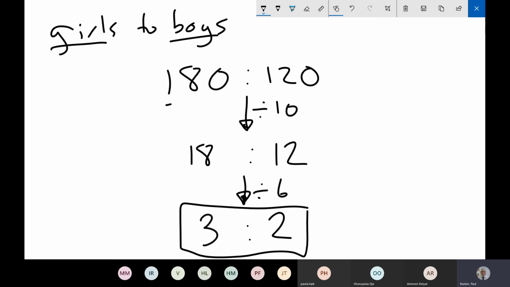And all I've done is looked at something that's common to both. In the first case, both of them can be divided by 10. And in the second case, both of them can be divided by 6. I can't go any lower than 3 and 2 because there's nothing that goes into both of those numbers equally, apart from the number 1, but that just gives us 3 and 2 again, so we just keep going. So that's the lowest we can go.